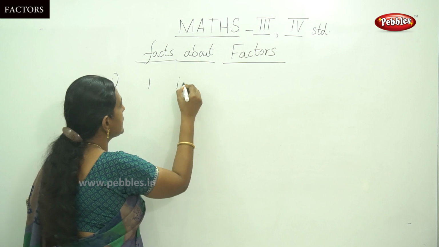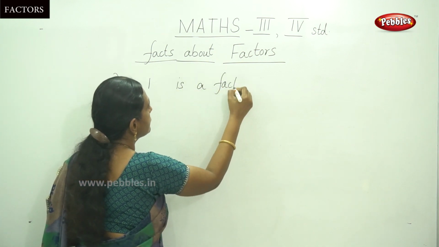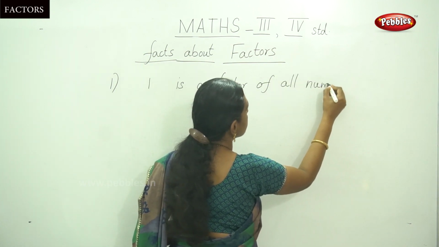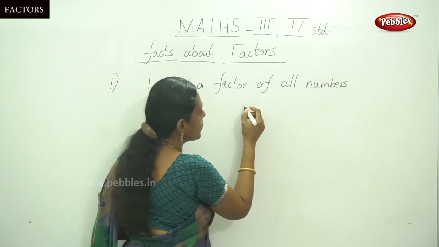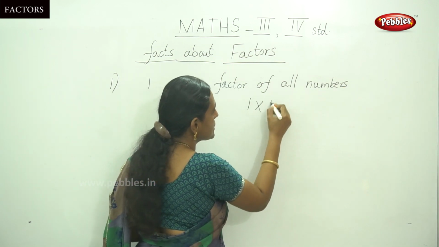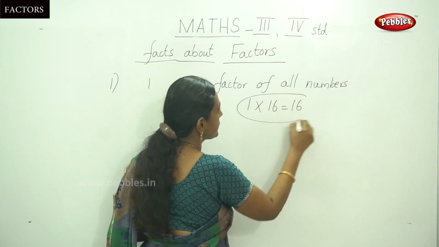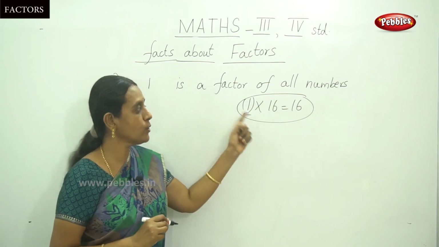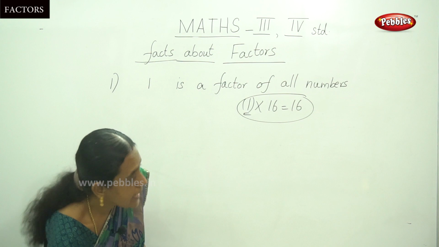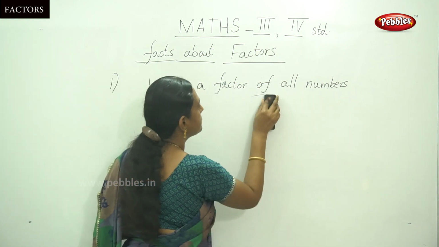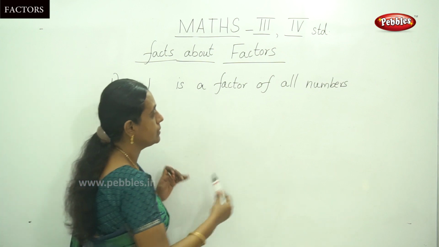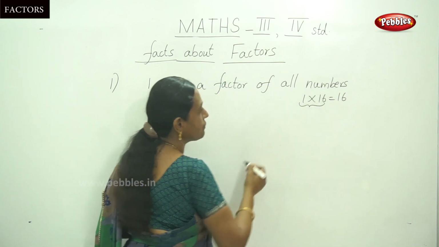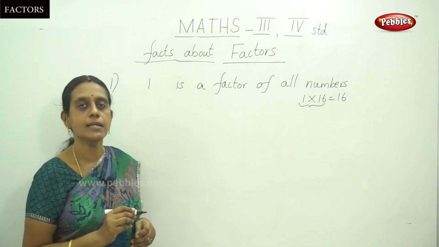That is, 1 is a factor of all numbers. Suppose the number is 16, then 1 times 16 is equal to 16. So 1 is a factor. Any number you find the factors of includes 1 as a factor. For example, 1 into 16 is 16. So these two numbers are factors, and each number has 1 as a factor.